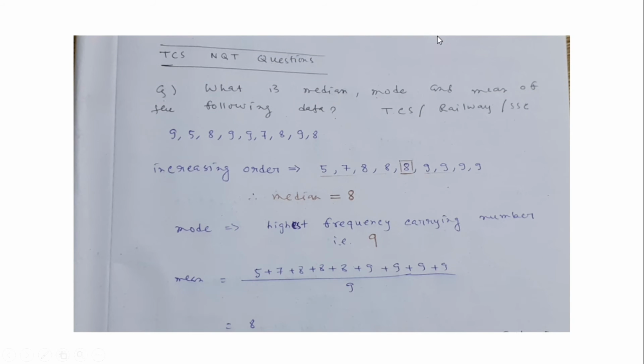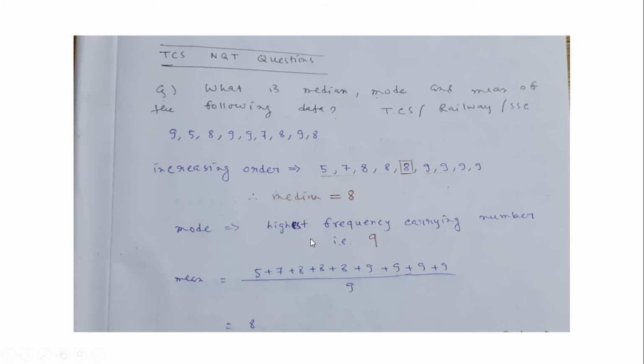So this is the question which we have seen in TCS. So let's try it. Again, you first try it, then you can see my solution. What is median, mode and mean of the following data? Okay, so first of all, to calculate median we have to arrange the sequence in increasing order or decreasing order, you can choose anything. So here we are using increasing order. In increasing order we are writing, and then the middle number we are finding here is 8, so that is the median.